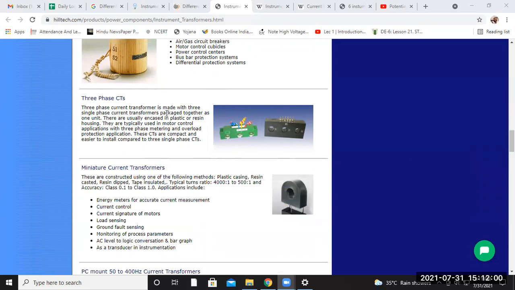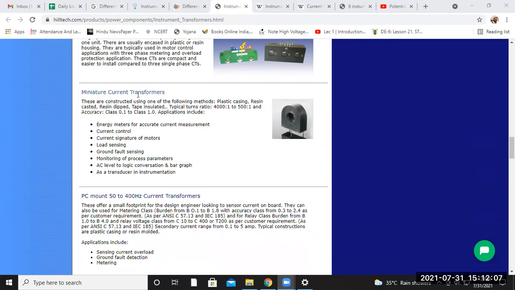Now there is a three-phase current transformer also. For the three-phase current transformer, there is an application named the miniature current transformer. The explanation given here is that these are constructed using one of the following methods: plastic cast casing, resin casted, resin taped and tape insulated. So these are some manufacturing processes through which we can build a miniature current transformer. Now the turns ratio of this CT must be in the ratio of 4,000 to 1.